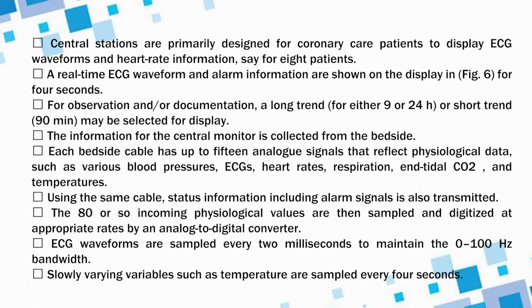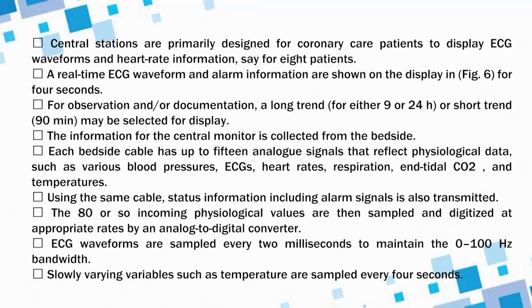Central stations are primarily designed for coronary care patients to display ECG waveforms and heart rate information, say for 8 patients. A real-time ECG waveform and alarm information are shown on the display in figure 6 for 4 seconds. For observation and or documentation, a long trend for either 9 or 24 hour or short trend 90 minute may be selected for the display.